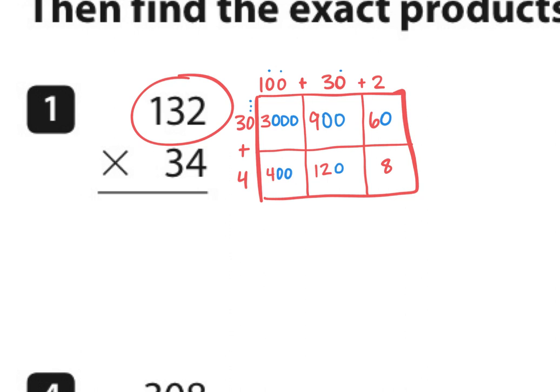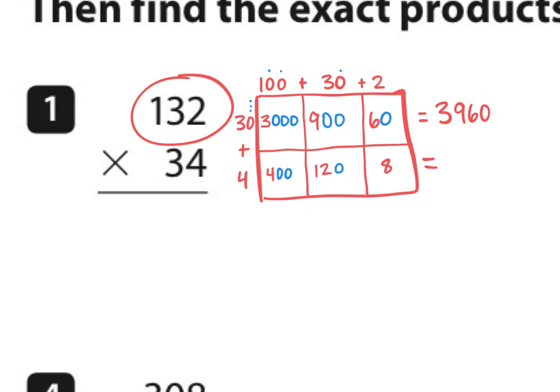Now that I have all of my partial products ready to go, I'm going to add them together. And you can add these 2 different ways. You can either take each partial product and line them up by their place values and add them together like this and have a big long column of numbers. Or the way I like to do it is to add one row at a time. So starting with the top row, I know that 3,000 plus 900 is 3,900, and then you add 60 to that, that is 3,960.